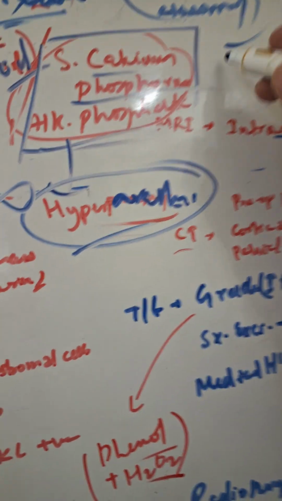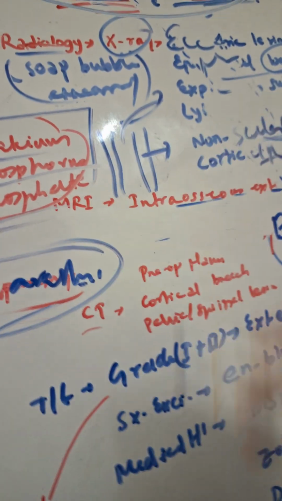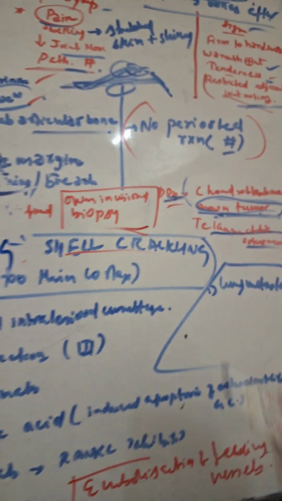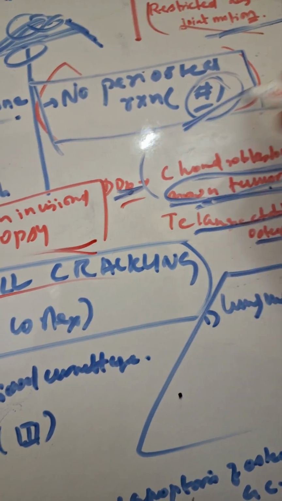Now, cortical, you already know, this is the bone. Suppose this is the medulla in the middle part, and this is the cortex. This cortical thinning we will observe. Always remember there is no periosteal reaction unless there is a pathological fracture.